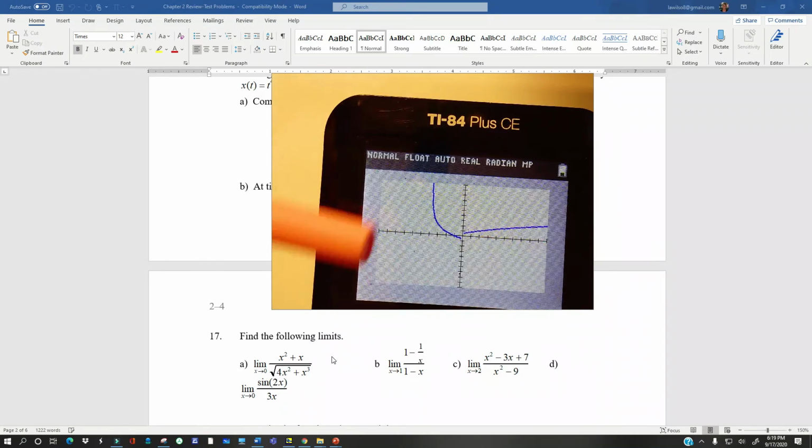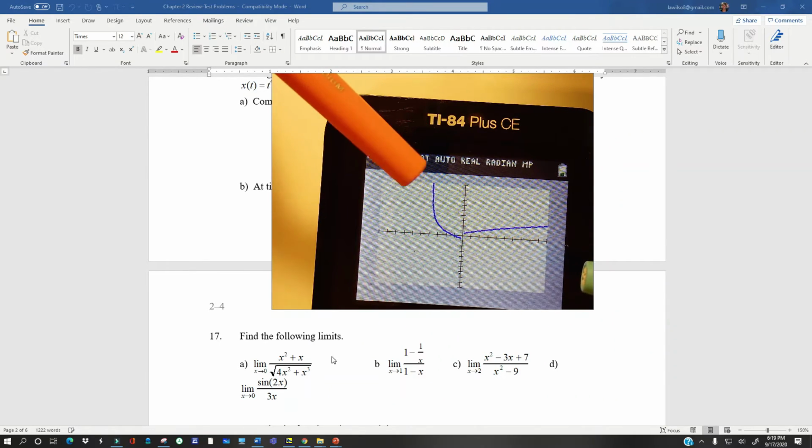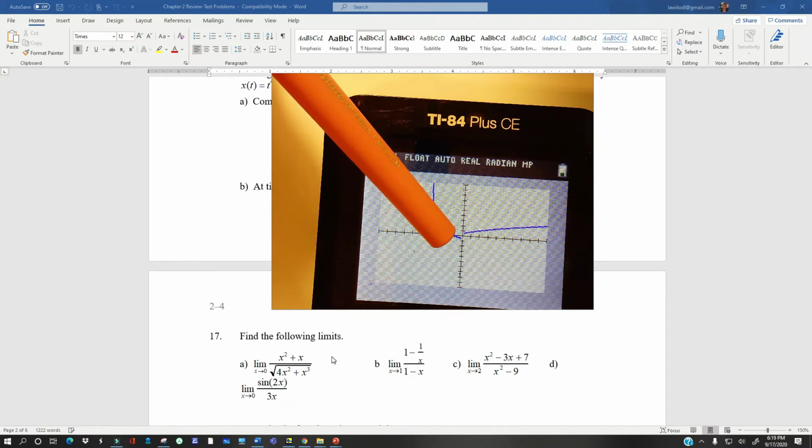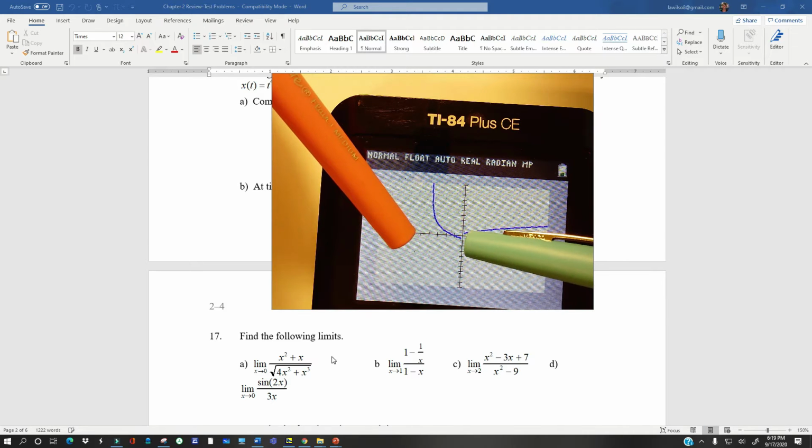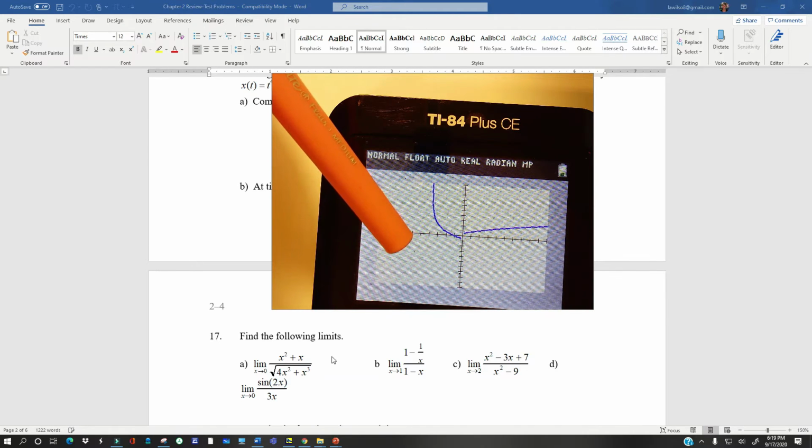And in order for the limit to exist, I have to come in from the left and the right. Well, the limit as x approaches 0 from the left is about -1/2. And the limit as x approaches 0 from the right is +1/2. Since the limit from the left is not equal to the limit from the right, I would say that the limit does not exist. Okay?